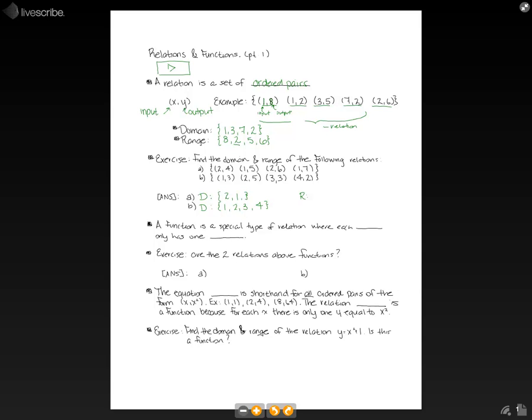The range of A is the set of outputs, or the y values. We have 4, 5, 6, and 7. And for B, our range is 3, 5, 3 again, and 2.